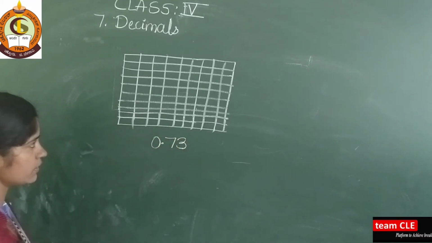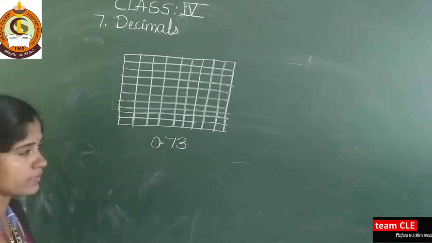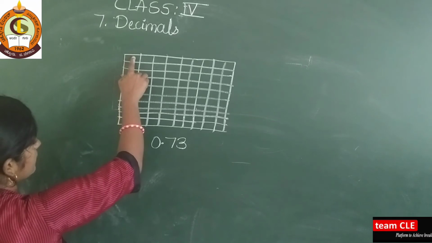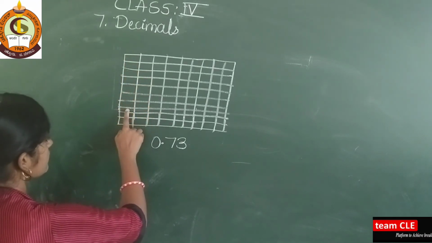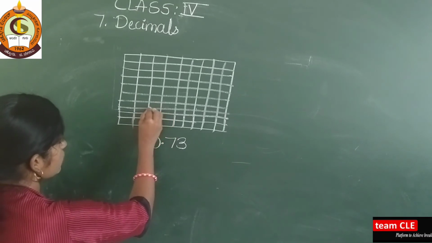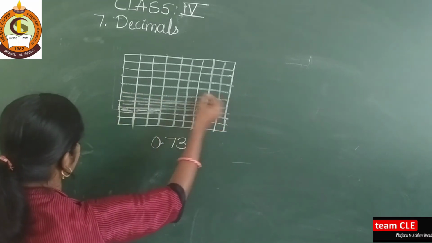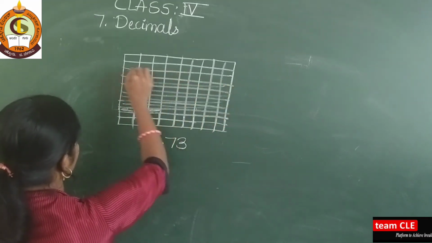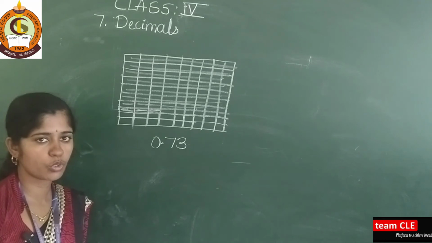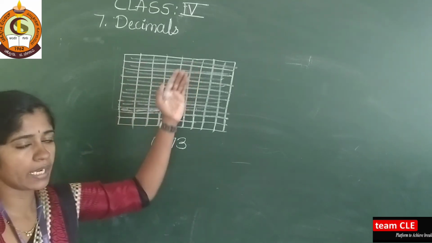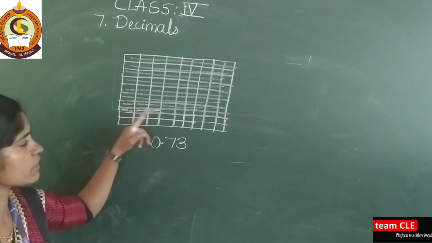0.73 means out of 100 you have to shade 73 parts. So see here, this is 10, 10, 20, 30, 40, 50, 60, 70, 71, 72, 73. So up to here you have to shade all the parts. Use crayons to shade this. I hope you are getting my point. There is no need to count, as rows are 10 and columns also 10. So up to here 70, 71, 72, 73.